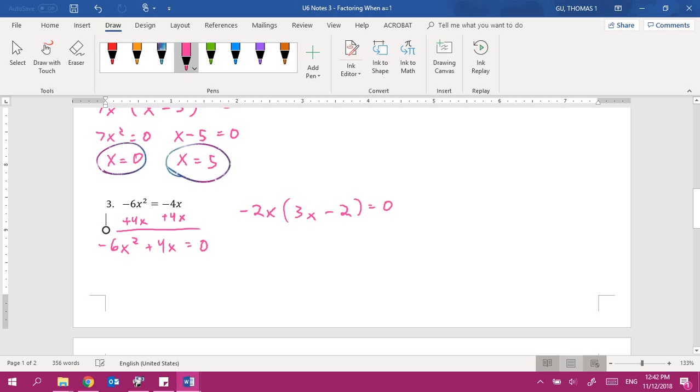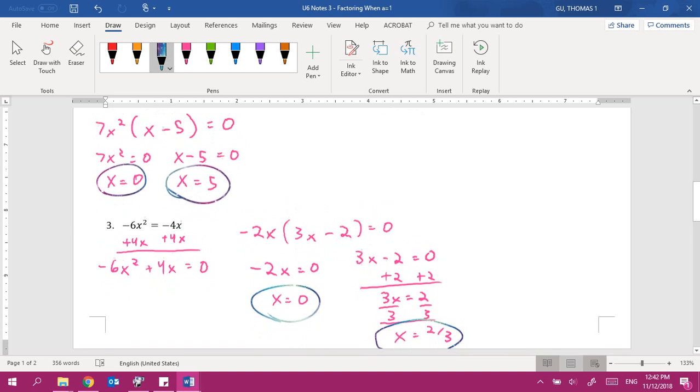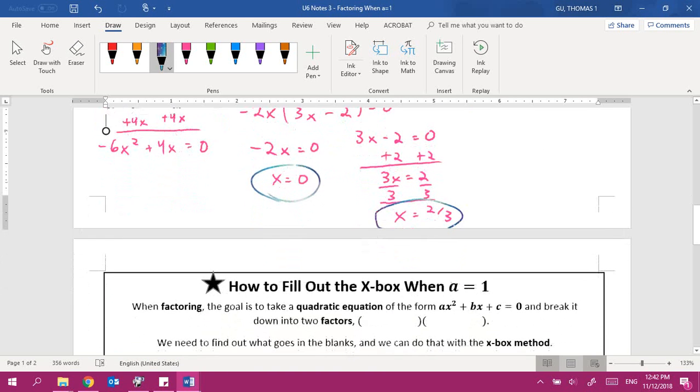That equals 0. And then how do I find my answers? Negative 2x equals 0 and 3x minus 2 equals 0. So this one on the left, negative 2x equals 0, we already know immediately x is going to equal 0. And how do I find x for the 3x minus 2? Add 2 to both sides, and that will give me 3x equals 2. And so x equals 2/3. That's right. And that is factoring out the greatest common factor.